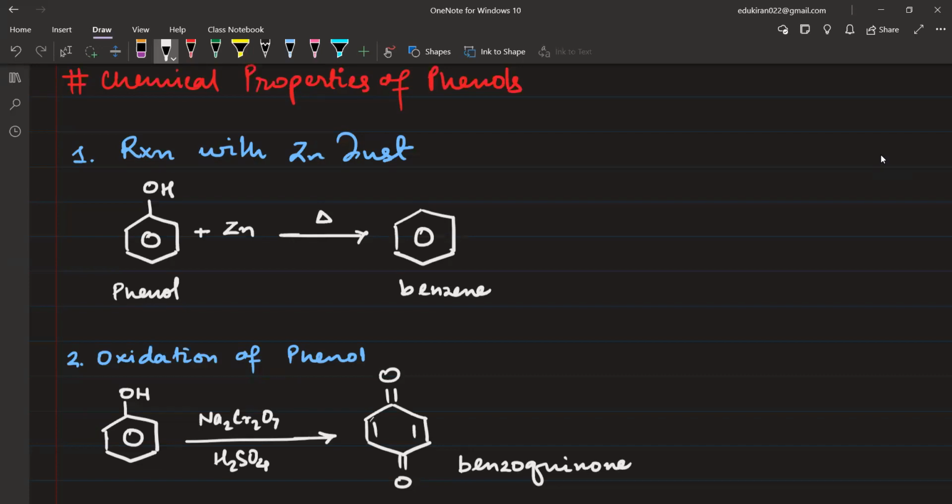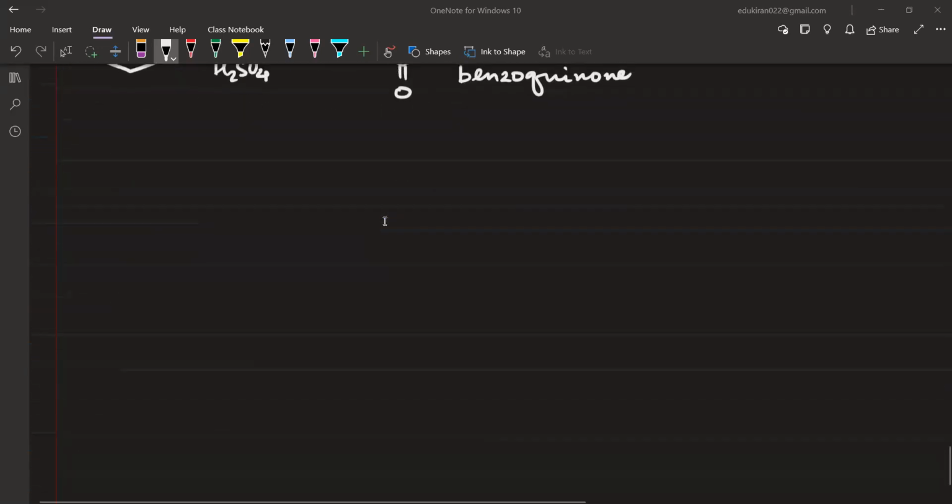All of you understood this? Yes or no? Please tell me. These two reactions, easy, right? Yes or no? Yes, sir. The first one is more important. Okay. The first one is very important. You should remember how to convert phenol to benzene directly. How to convert phenol to benzene? Just add zinc dust. Write the third one.